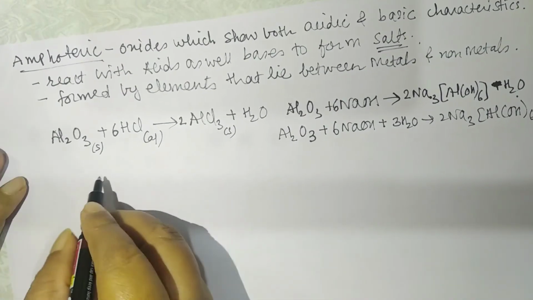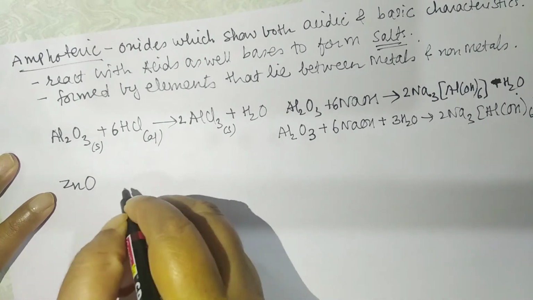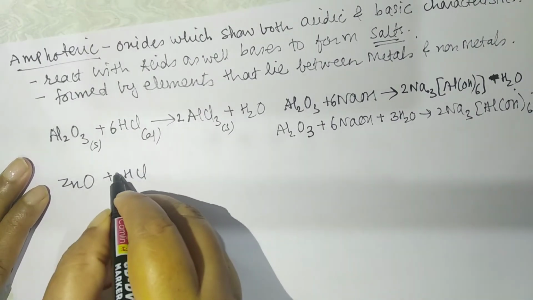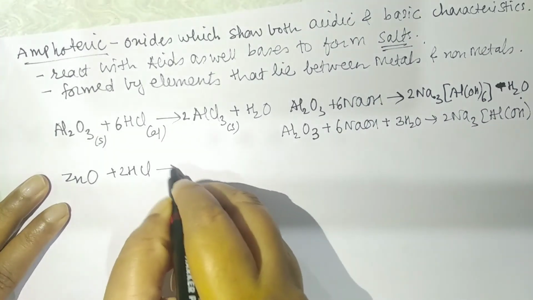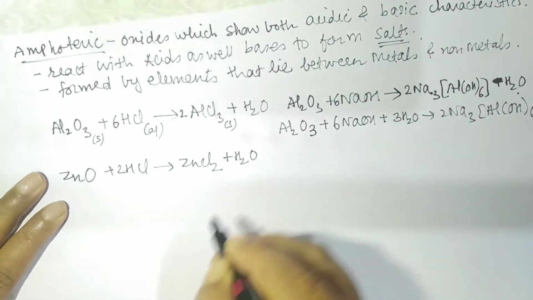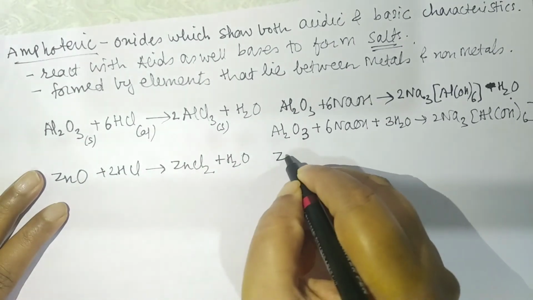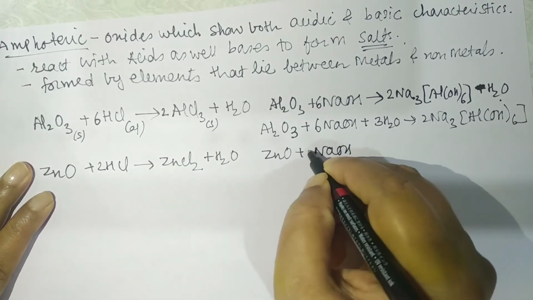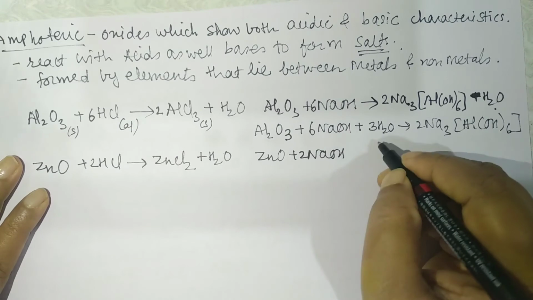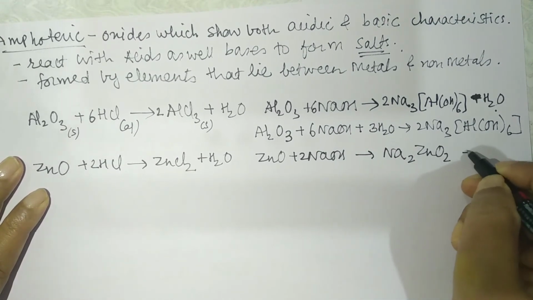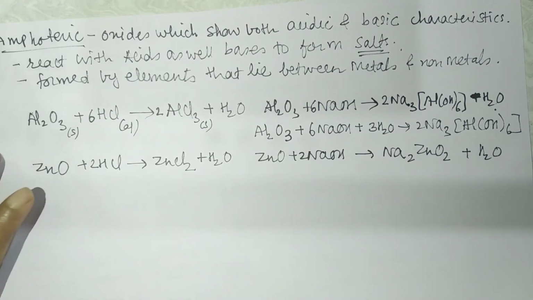Let us try the next one, that is zinc. Zinc oxide when combined with HCl, the valency of zinc is 2, so I will take 2 moles of HCl and it will give me ZnCl2 plus water. Right? And similarly ZnO when it combines with NaOH, I will take 2 moles again. It will give me the salt Na2ZnO2 plus water. So this is what the amphoteric oxides are.